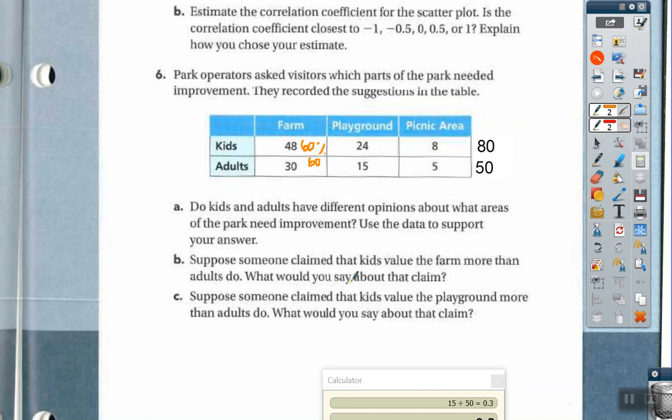I'm not sure I'd agree with that. The reason why they're saying that is there are 48 kids and only 30 adults. But percentage-wise, it's the same. So that's what the error is. They're just wrong. Suppose someone claimed that kids value the playground more than adults do. What would you say about that claim? Again, no. Because just because there are more kids doesn't mean the percentage is different. All right, that's all we got. So I hope that helps, and I'll see you in class.